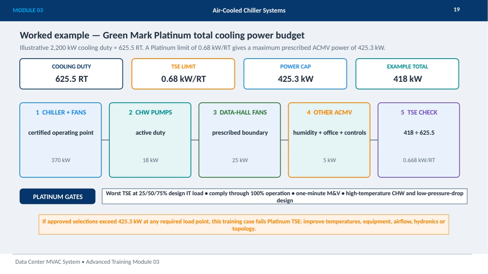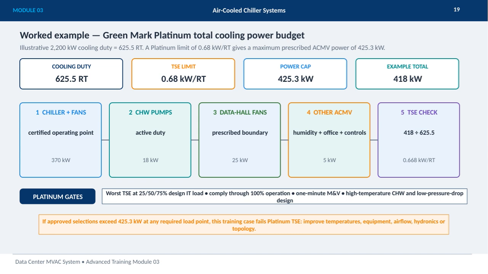Breaking down the actual power consumption, the chiller and fans operate at 370 kilowatts, 2 chilled water pumps at 18 kilowatts. Data hall fans contribute 25 kilowatts, and other ACMV components like humidity controls, office systems, and controls use 5 kilowatts. This brings the total example power consumption to 418 kilowatts, which is just under the prescribed cap.